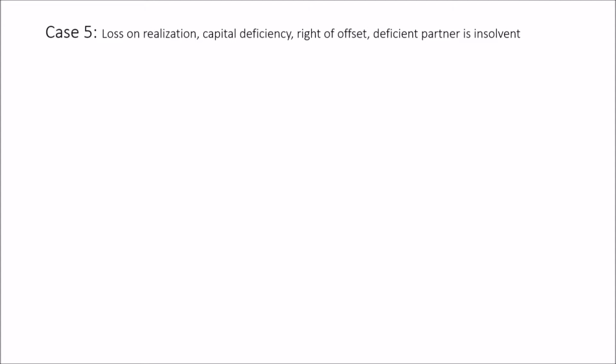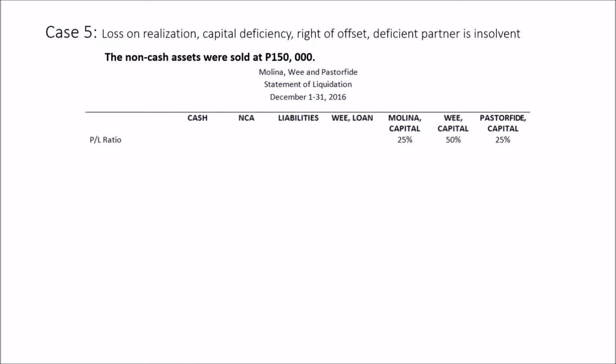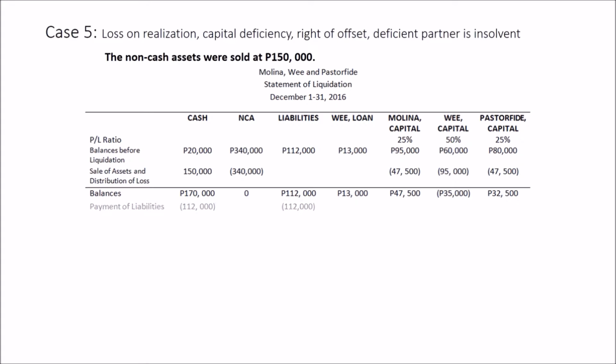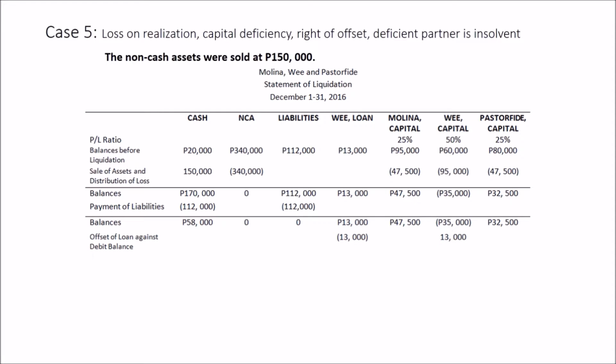And now, we move on to Case 5, loss on realization, capital deficiency, and deficient partner is insolvent. In Case 5, again, the same initial procedure applies. However, the deficient partner is insolvent. As a review, an insolvent partner is a partner whose personal assets are less than his personal liabilities.